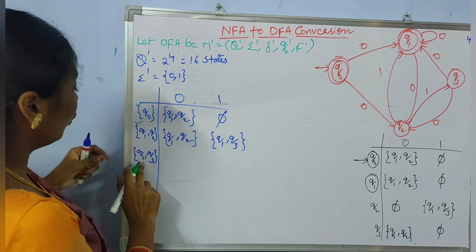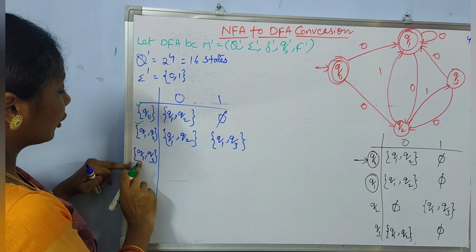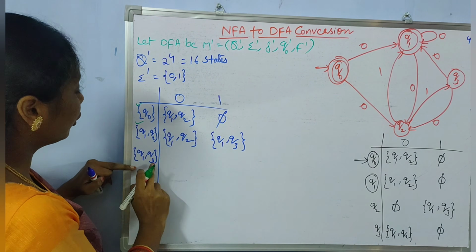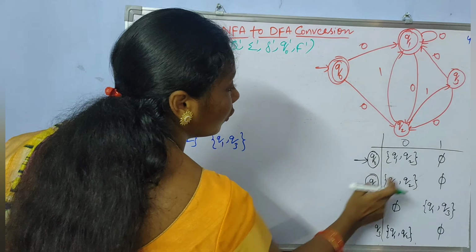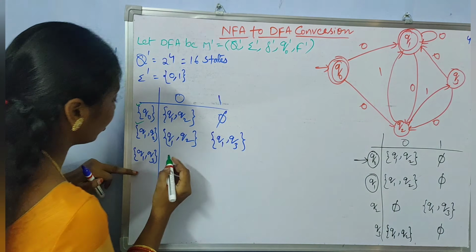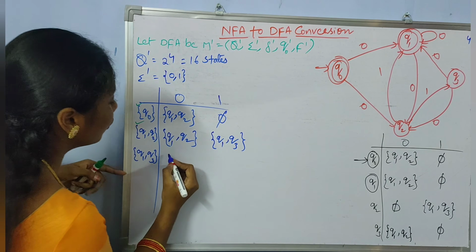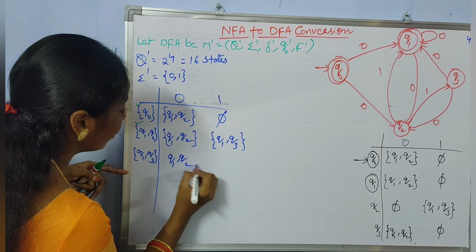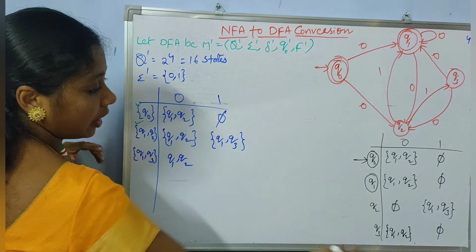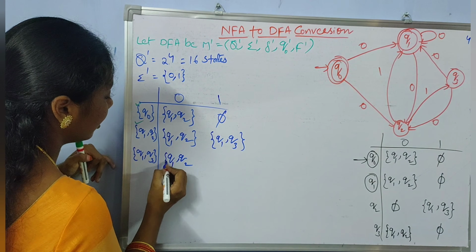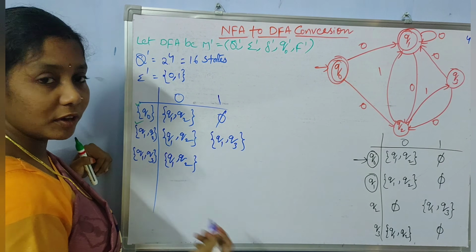So Q1 on 0 union Q3 on 0, I need to consider. Q1 on 0 goes to Q1, Q2. So this is Q1, Q2. Q3 on 0 goes to again Q1, Q2. So this is enough. Here the resultant state is Q1, Q2.